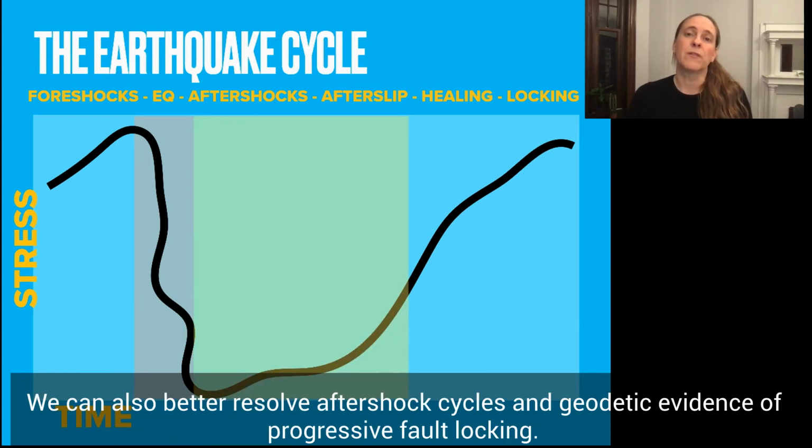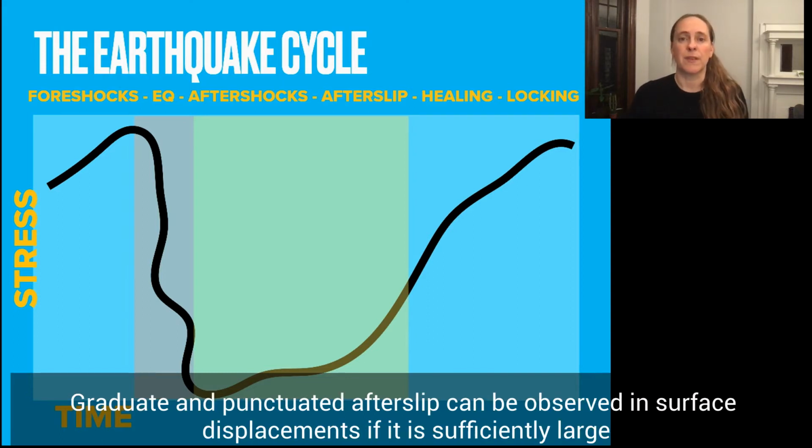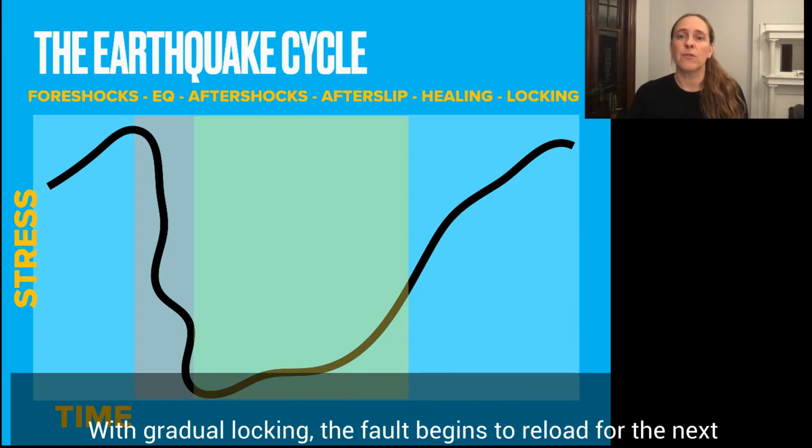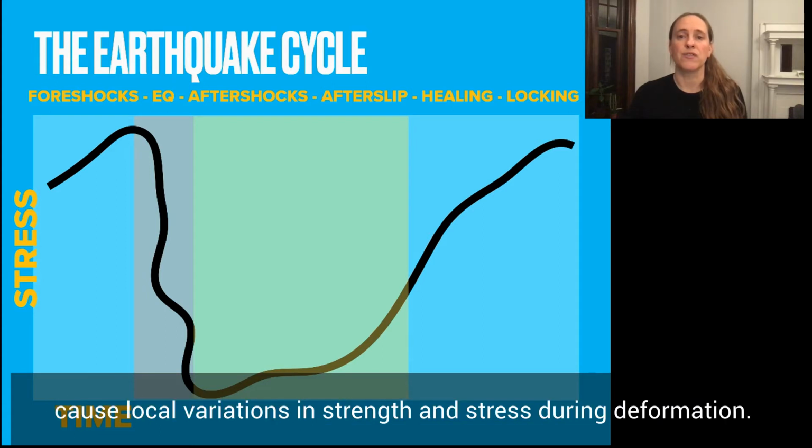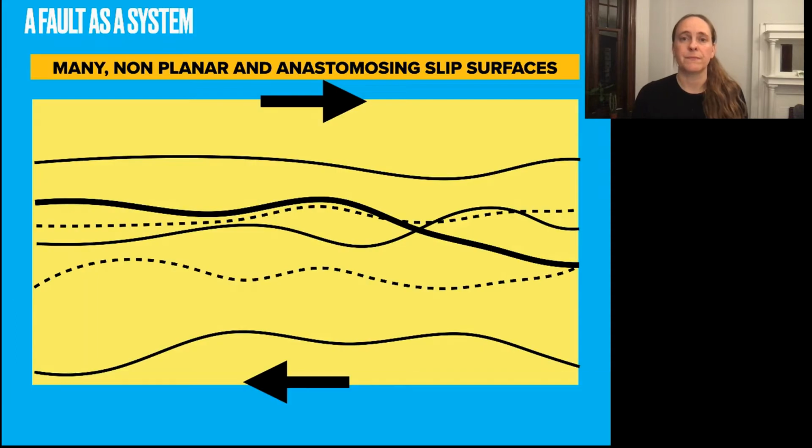We can also better resolve aftershock cycles and geodetic evidence of progressive fault locking. Gradual and punctuated afterslip can be observed in surface displacements if it is sufficiently large. With gradual locking, the fault begins to reload for the next earthquake. It is not possible to see from the surface which mechanisms in the rocks in the fault zone cause transient and local changes in strength and stress during deformation.